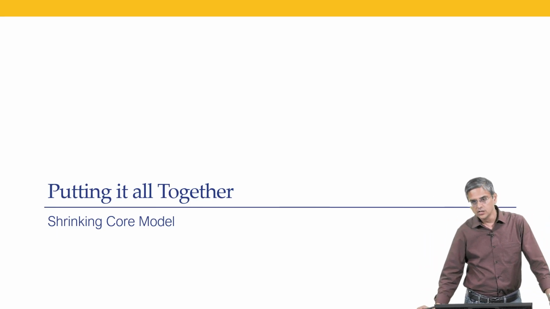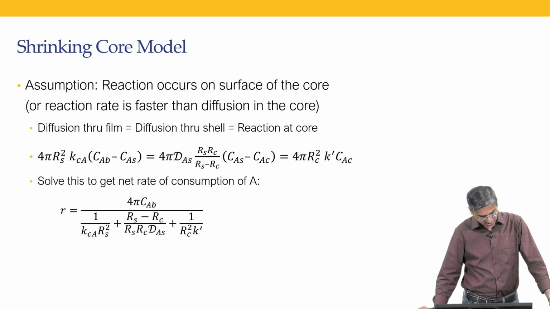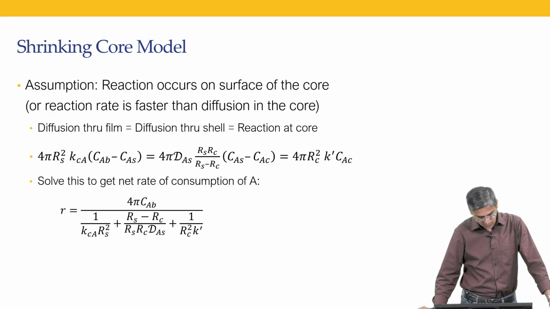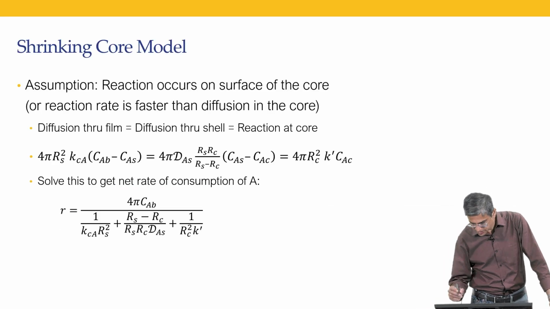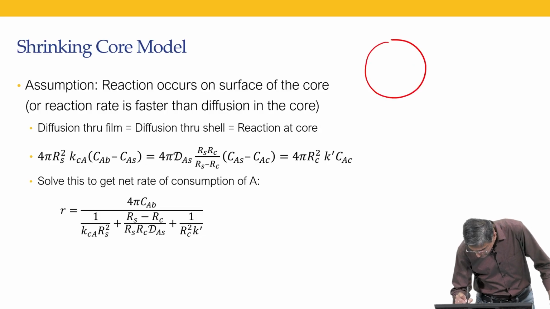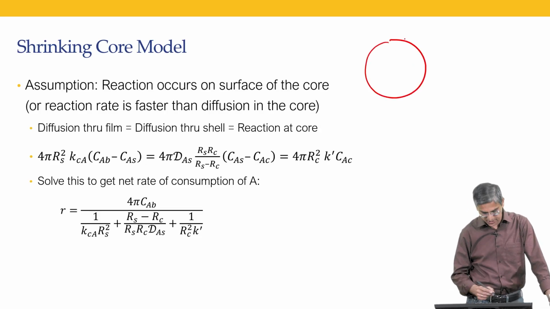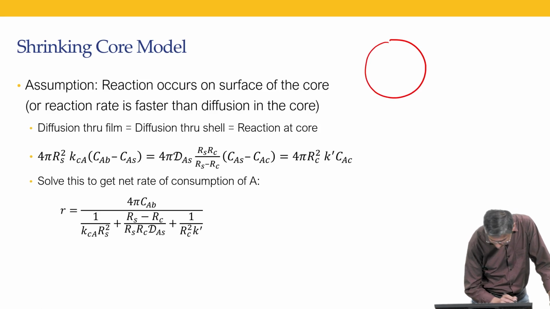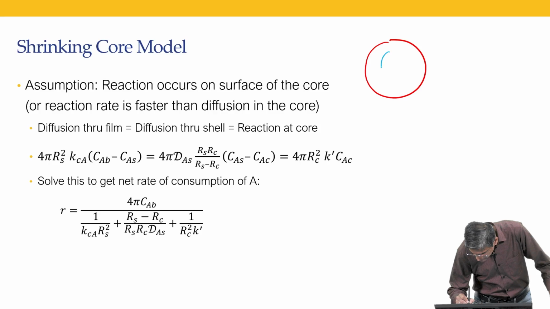Okay. So, just to recap, putting it all together for a shrinking core model, this is going to be one question in your assignment. Okay. So, the question that we are going to ask you in your assignment is, let us say there is an external shell and let us say there is an internal core.